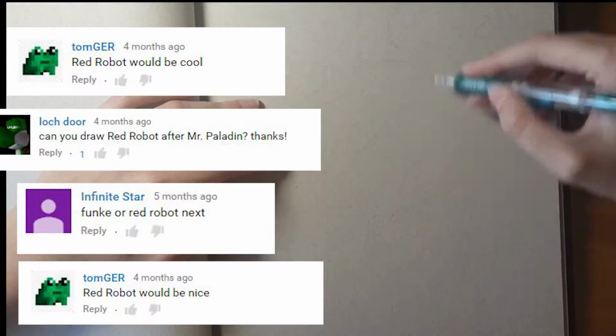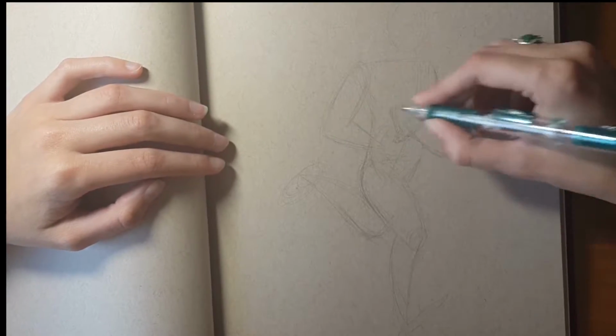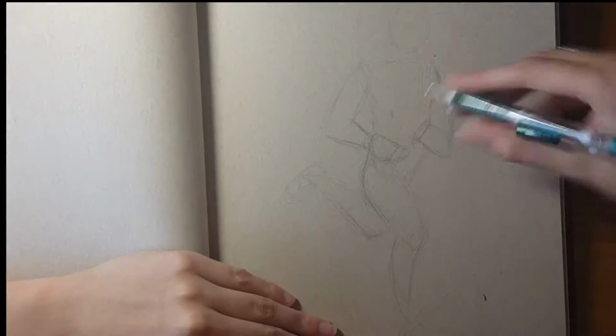Red Robot's body can be broken down into three easy shapes: a square, a circle for the stomach, and a triangle for the hips. The legs can be broken down into elongated teardrop shapes. The hands also make little triangle shapes.